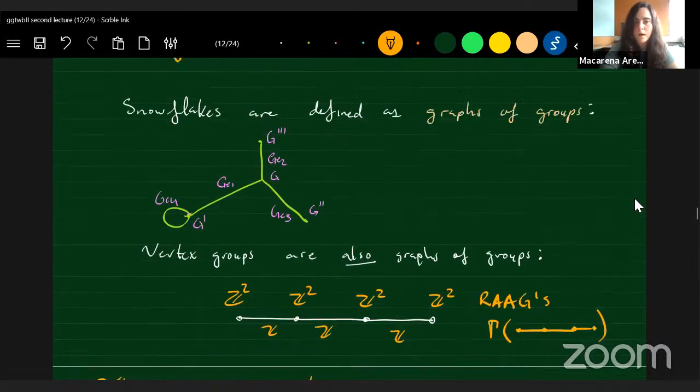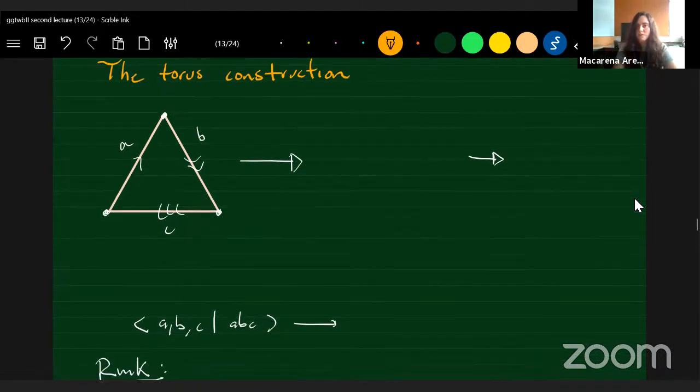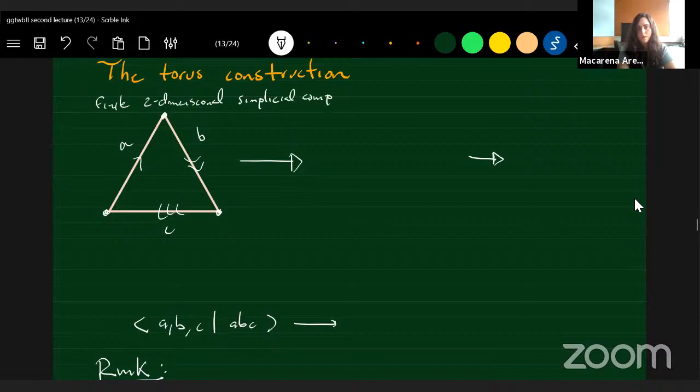Okay. And another way of viewing the definition of a vertex group is through something called the Torus construction. So I'm going to explain what the Torus construction is through an example. We're going to start with a finite two-dimensional simplicial complex. And in the example we're going to do, we're just going to look at a simplex, a two-simplex.